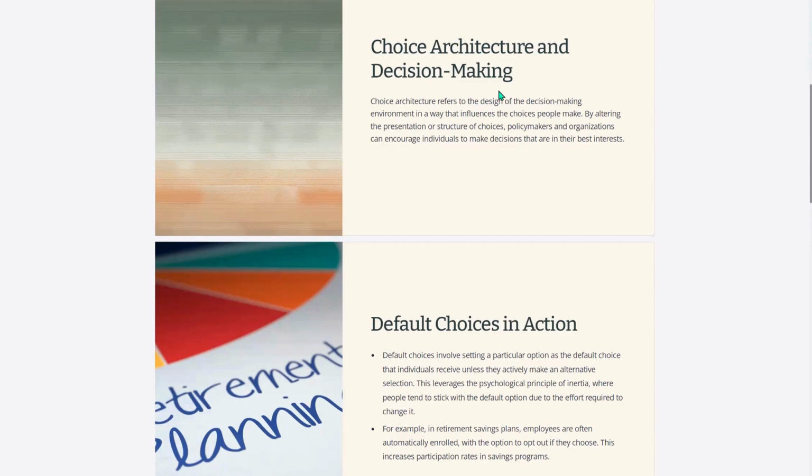It is making a design so that you are creating an environment around the customers where they are looking at choices which are presented to them in a very structured way. So policymakers make certain policies so that individuals can think about the choices which are in their best interest.